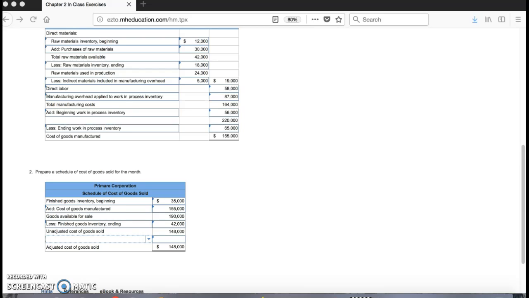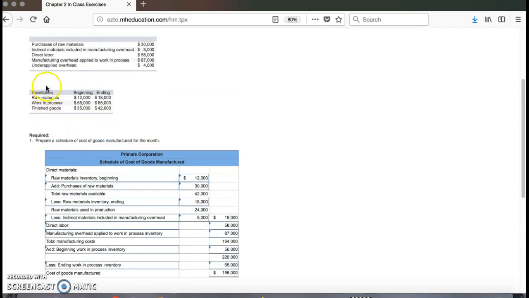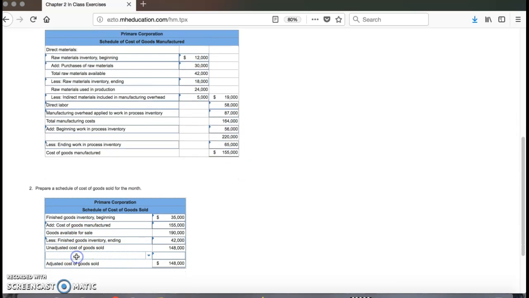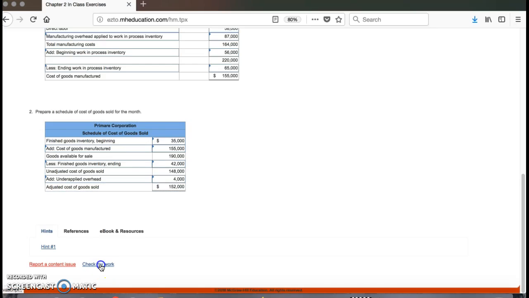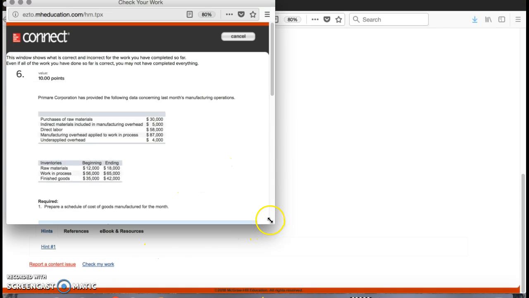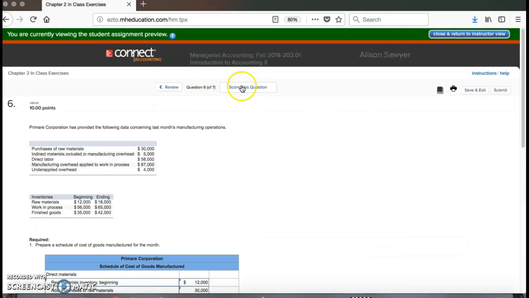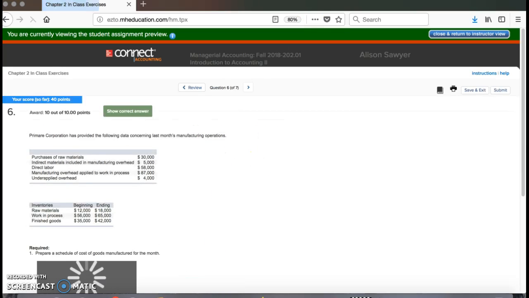So we have our unadjusted cost of goods sold. What do you think's missing? We have our under applied overhead. We're going to have to add that back in to get a true cost of goods sold number. It's 4,000. So our adjusted cost of goods sold, adjusted after adjusting for our under applied overhead, is going to be 152,000. Just check our work. And we are all good. We'll just score this question and do 2.7.